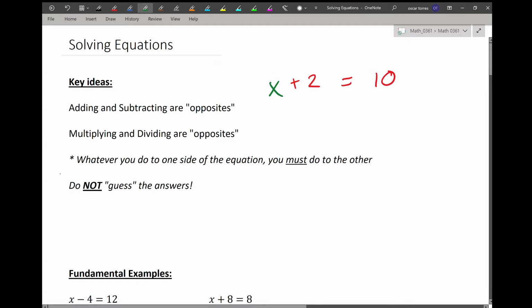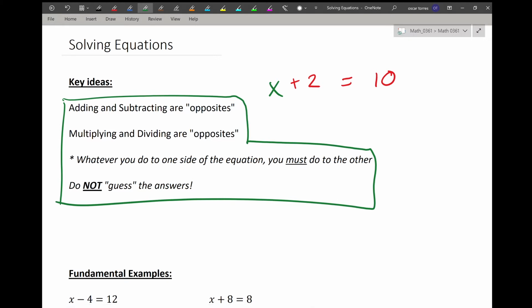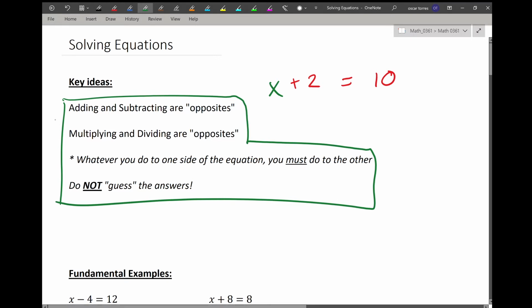So before I can explain anything, there are a couple of things that I want to point out. And that is the idea of opposite mathematical operations. In other words, if you add a number to a value, it's the opposite of subtracting a number from it, right? So addition and subtraction are opposites, and that's one of the key things that you need to know to solve equations. The other thing is multiplying and dividing. Those two operations are considered opposites. The opposite of multiplying a number is dividing a number.